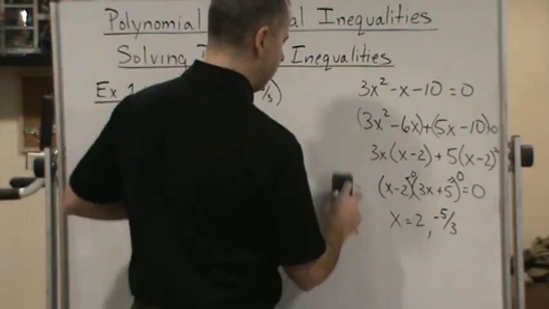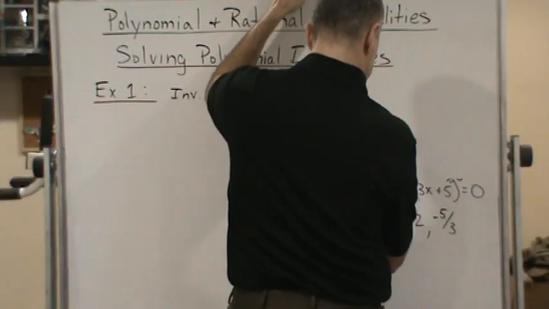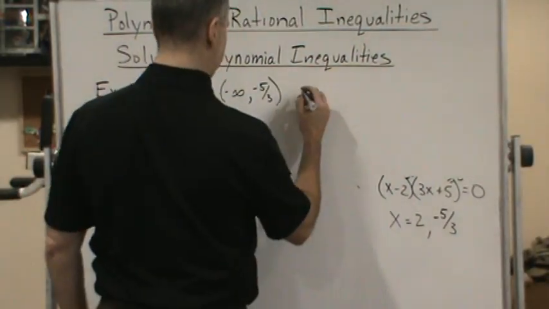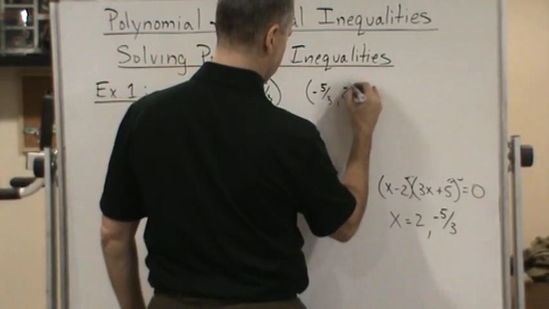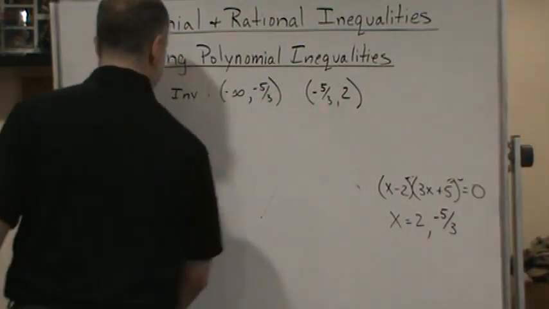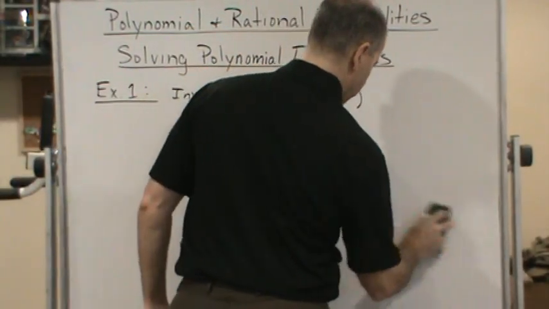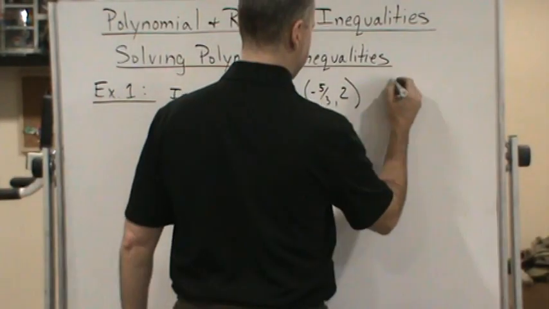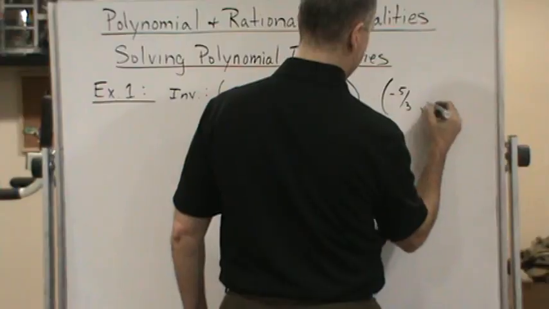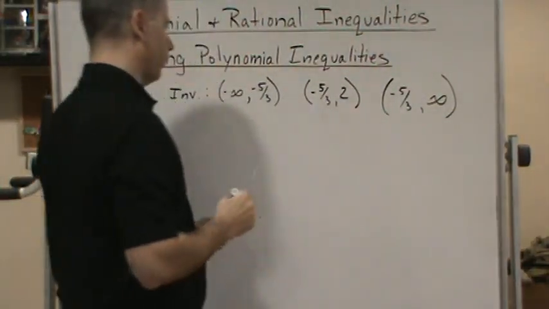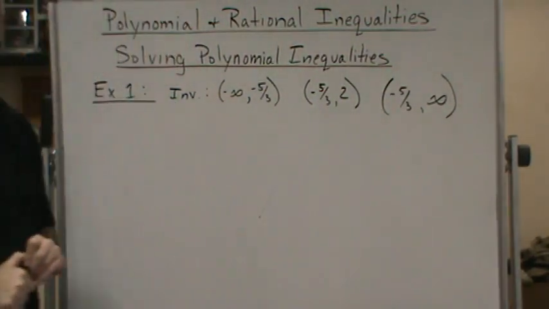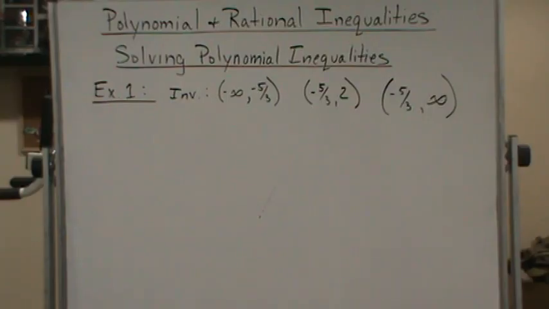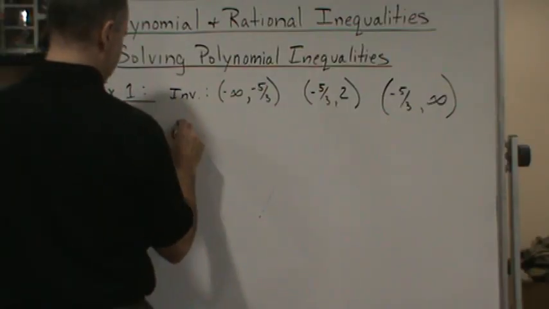We've got from negative 5/3 to 2, and then we got negative 5/3 to positive infinity. So now we're going to take a point in each of these intervals. We're going to use a test point to find out the sign of f of x. So we'll put sign.